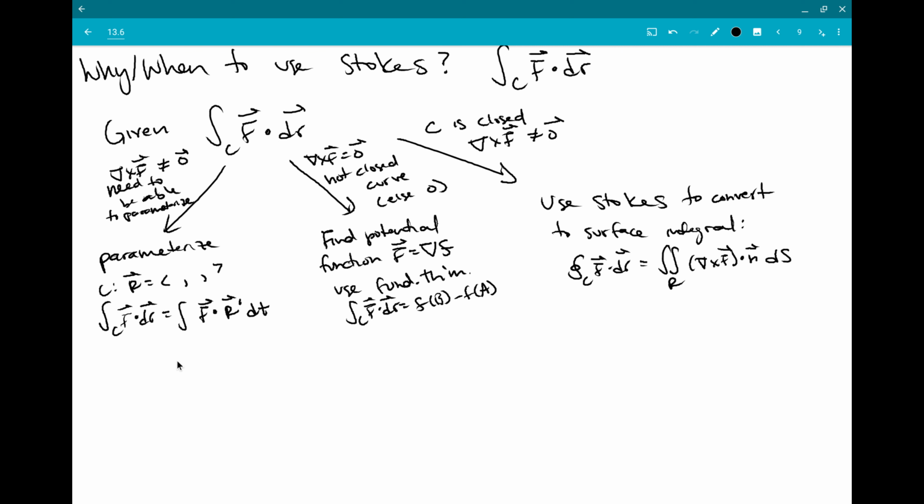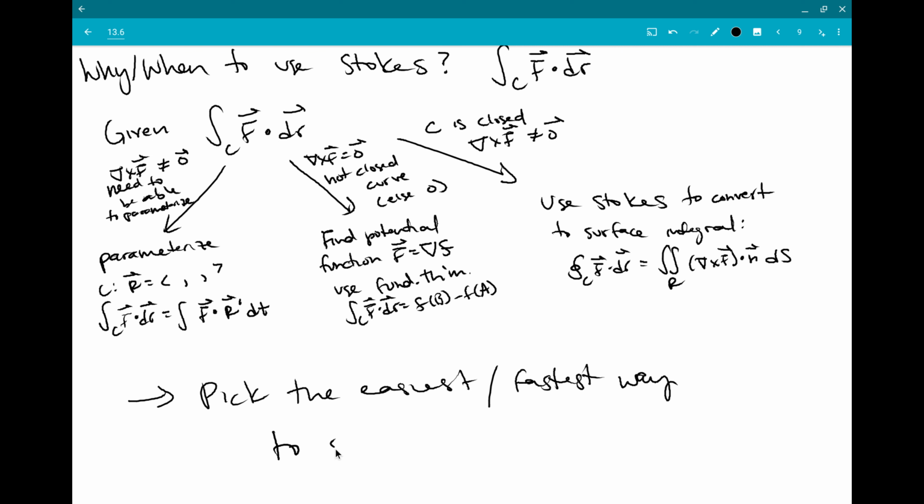You need to be able to parameterize your curve. So it's kind of a catch-all. Maybe even if you have a closed curve, if it's been parameterized for you, you might prefer to use the old method still, and that's okay. Really, the takeaway here is going to always be to pick the easiest or fastest way to solve an integral. And I just hope seeing those three options side by side helps you see where Stokes fits into that.